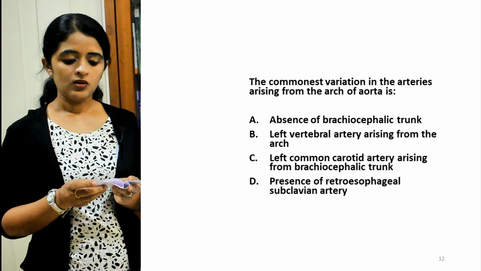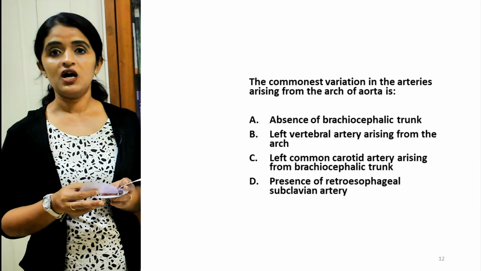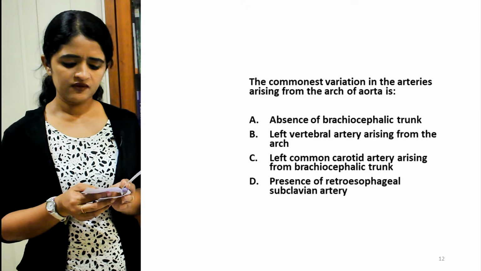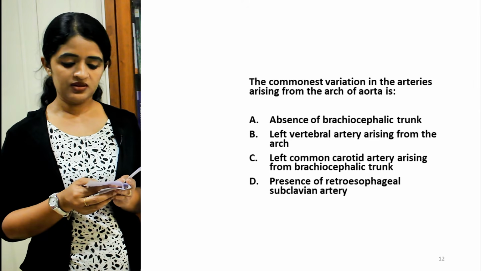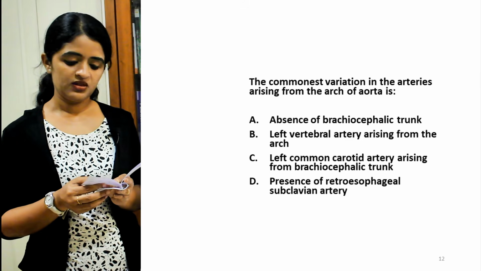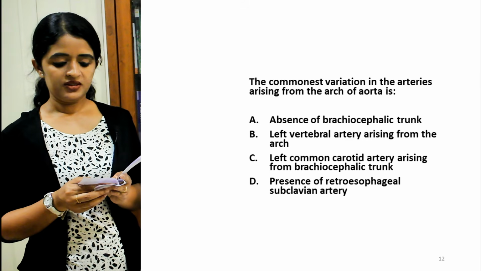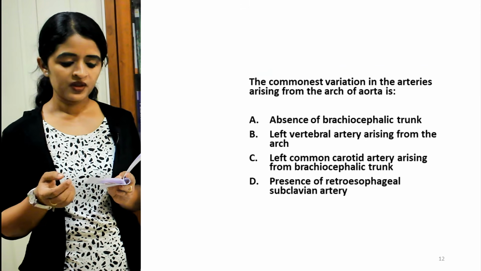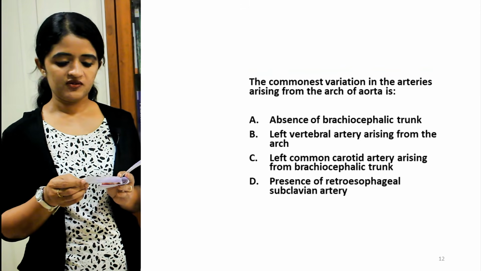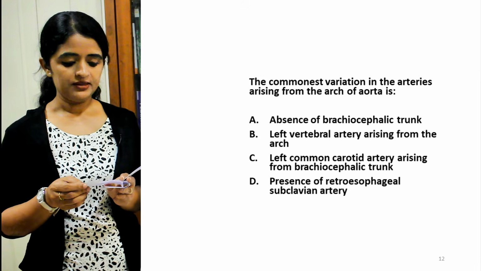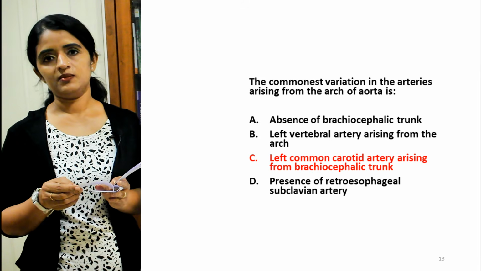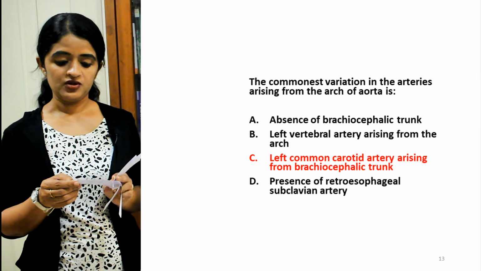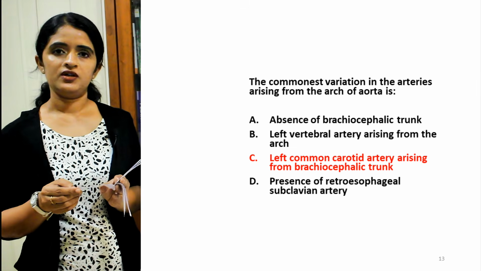Now the next: the commonest variation in the arteries arising from the arch of aorta is. The options: absence of brachiocephalic trunk; left vertebral artery arising from the arch; left common carotid artery arising from the brachiocephalic trunk; presence of retroesophageal subclavian artery. Out of these four, the commonest variation according to references is the left common carotid artery arising from the brachiocephalic trunk. That is said to be the commonest variation in the arteries arising from the arch of aorta.